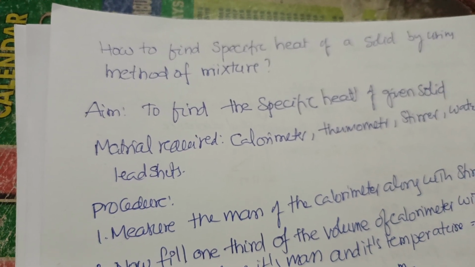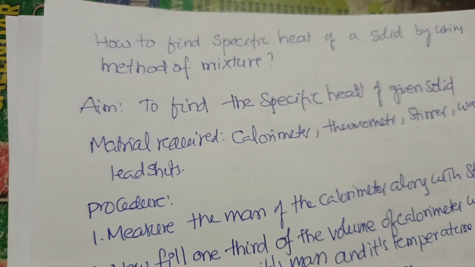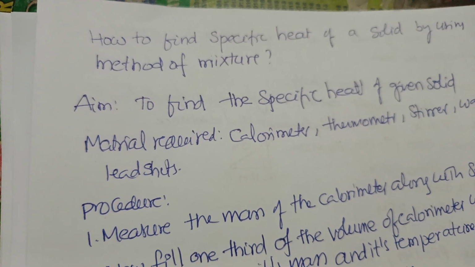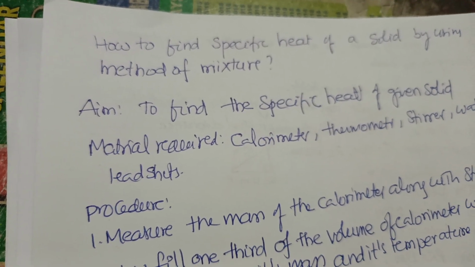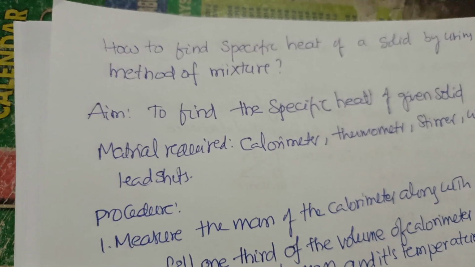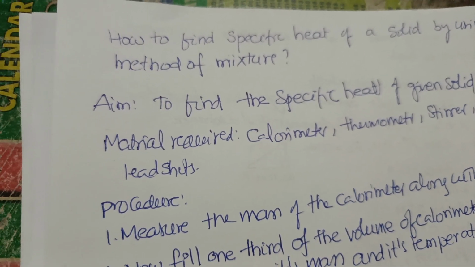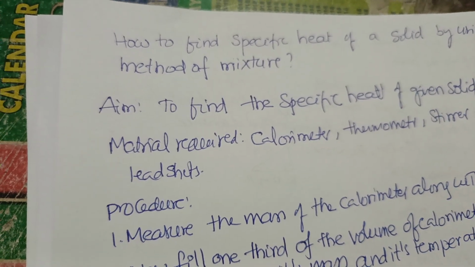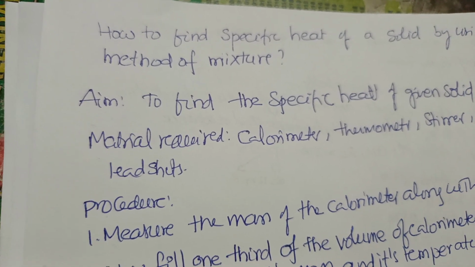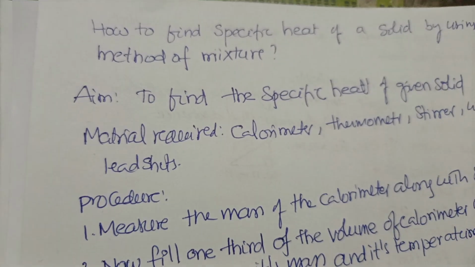This can be posed in a different manner. For example, how to find the specific heat of a solid by using the method of mixtures. Or your friend is unable to find out the specific heat of a solid material. Explain to him with a lab activity, or write the procedure to find the specific heat of a solid material. So these are the different ways of posing the question, but the answer is the same.